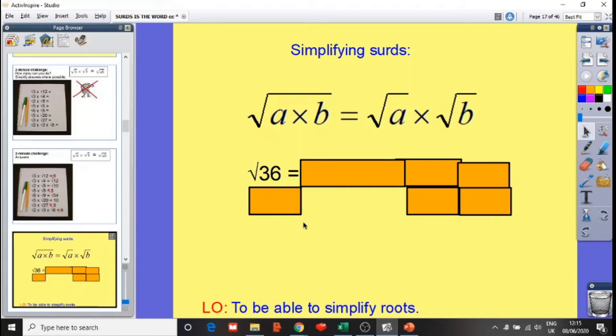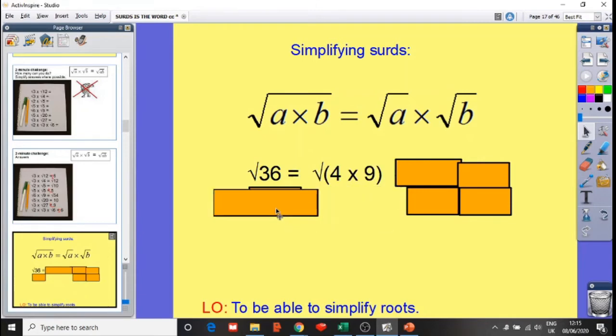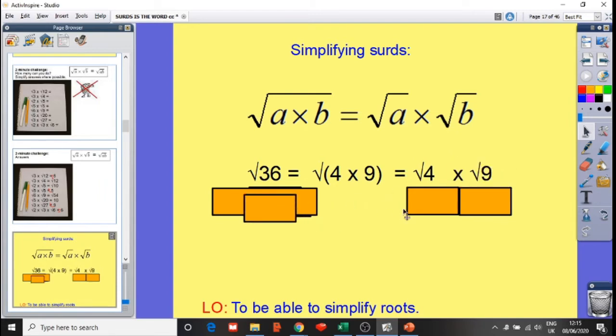So the lowest one is 1, but that doesn't help us, so ignore it. My next one's 4. Does 4 go into 36? Actually, it does. Square root of 36 is the square root of 4 times the square root of 9. Now we actually know these because these aren't surds. Square root of 4 is 2, and the square root of 9 is 3.